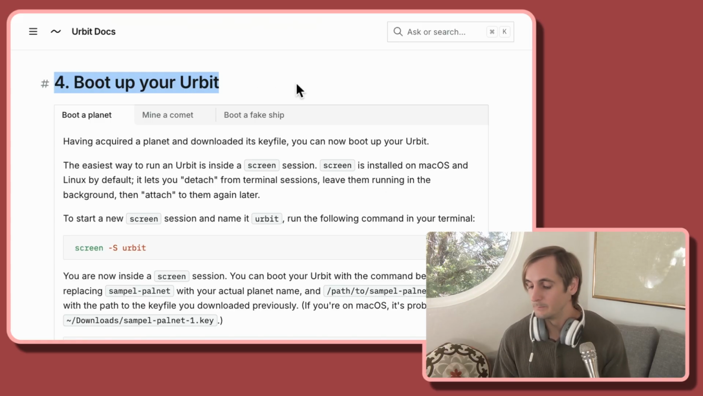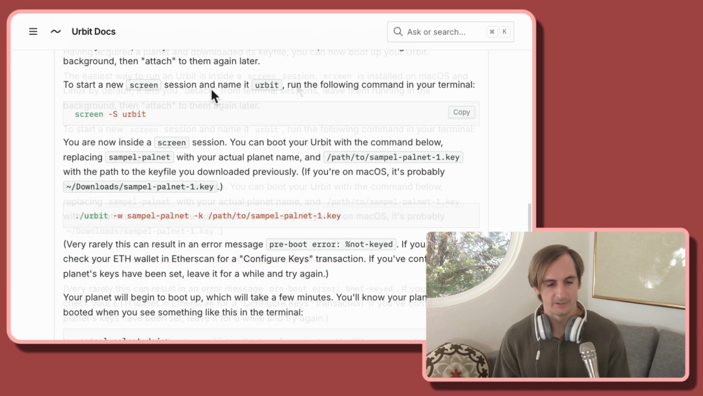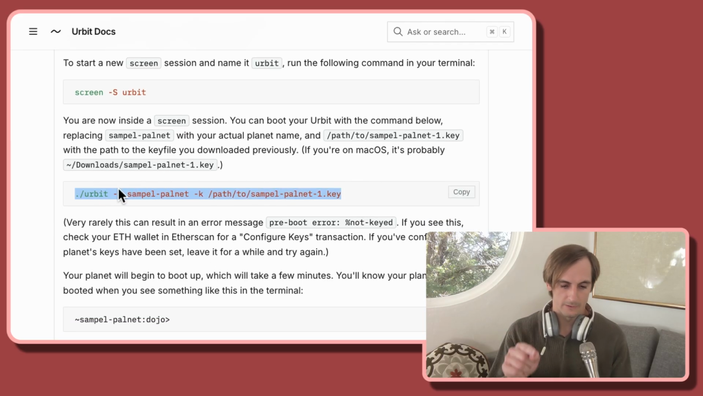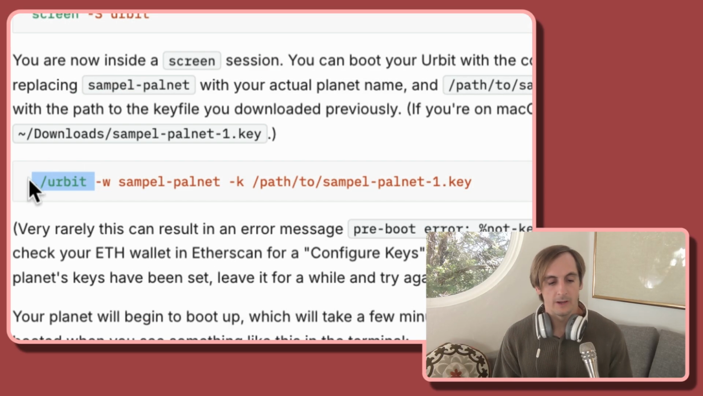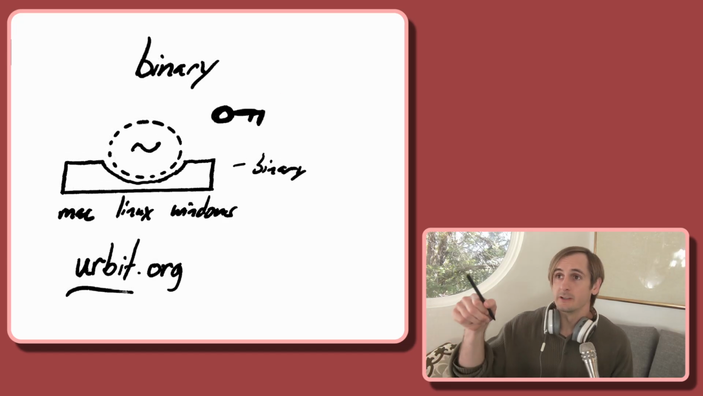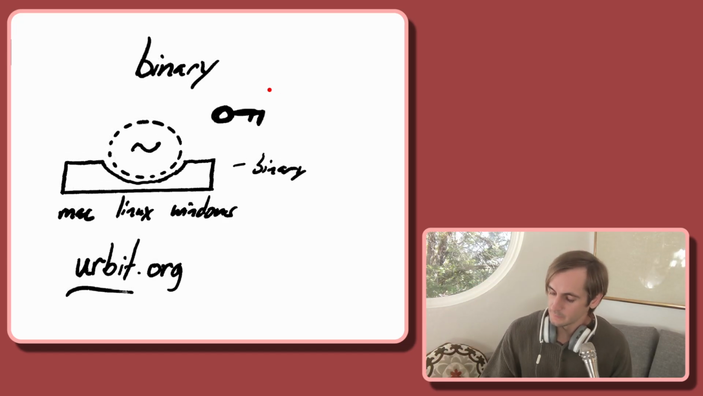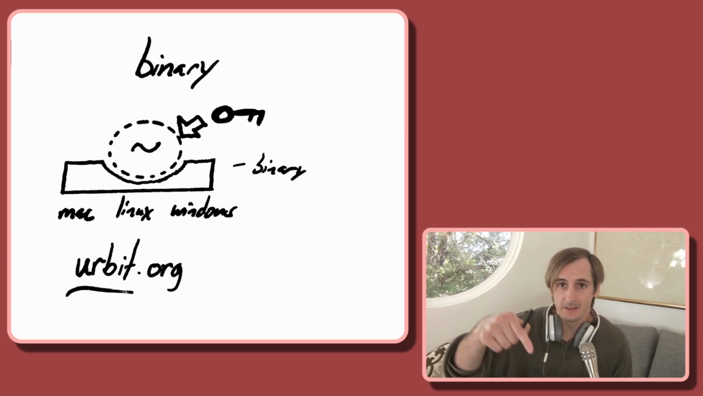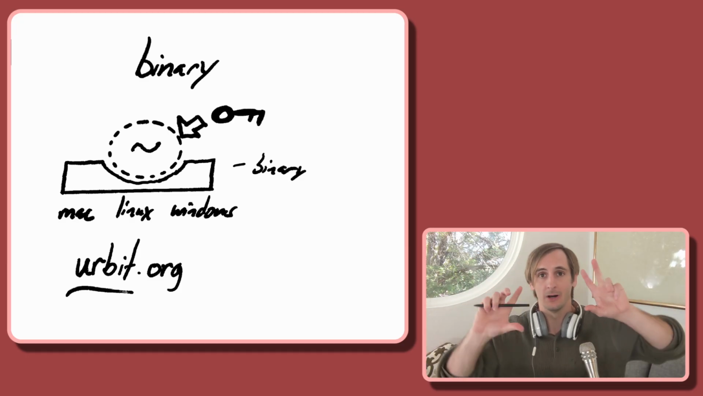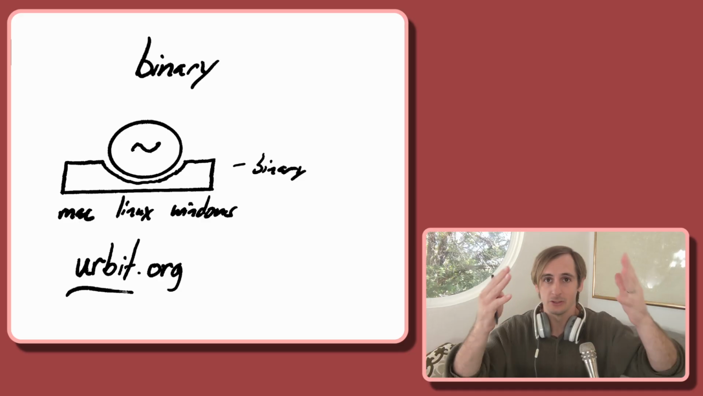Now we're here to boot the ship. I'm going to skip this step. Totally reasonable to do, but we're going to go right for the heart of it. We are going to ask the Urbit binary. Remember our picture over here? We're going to tell the Urbit binary to run an Urbit. So we're going to take our key. We're going to feed it into the binary. It will use that to know that this is the right computer, and it'll unlock that particular Urbit.